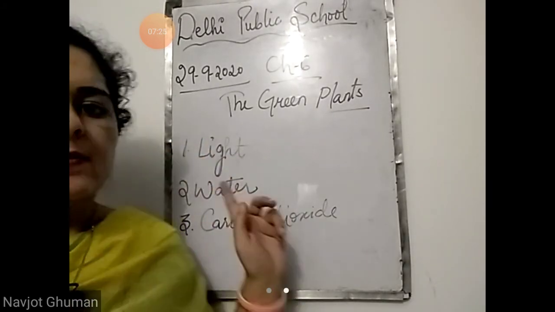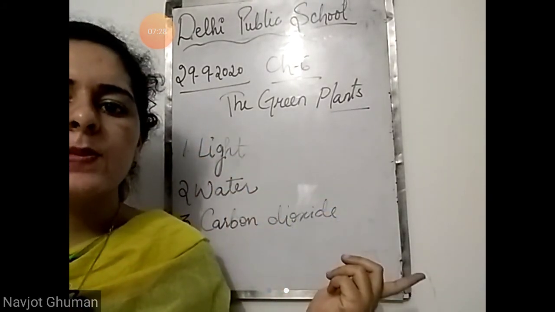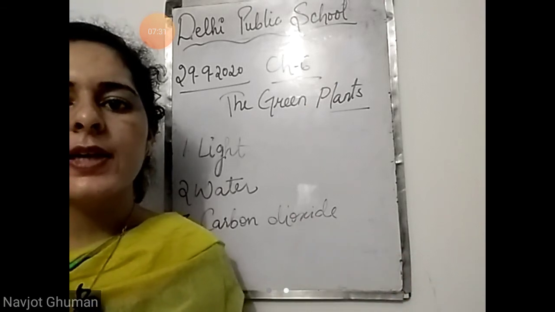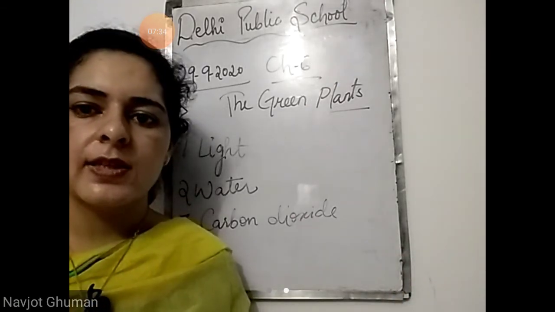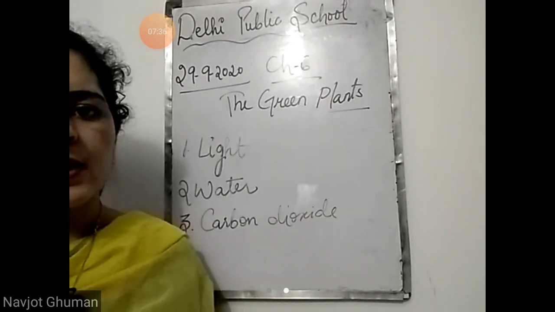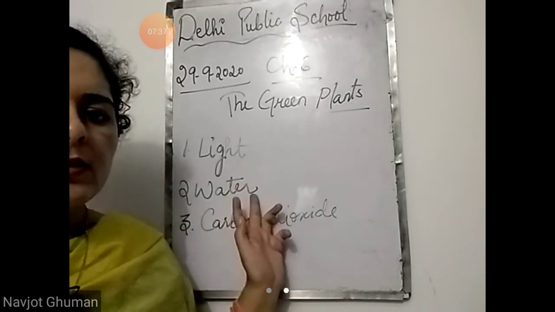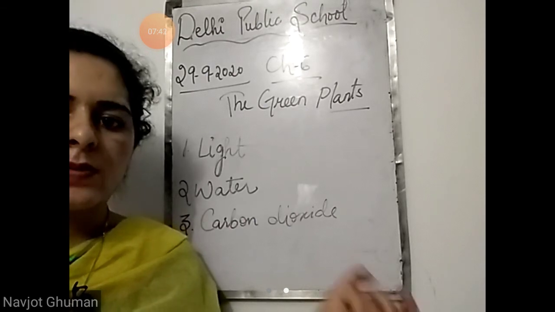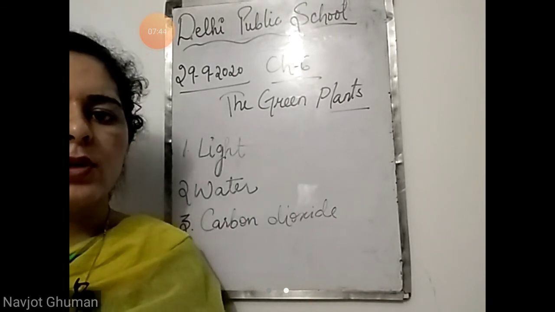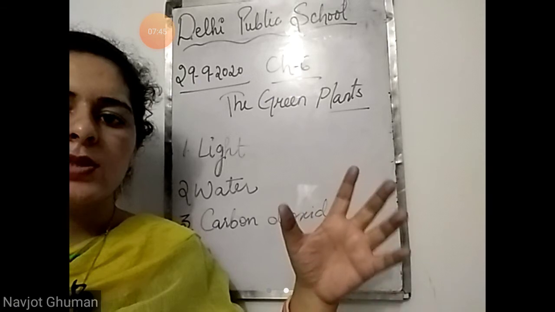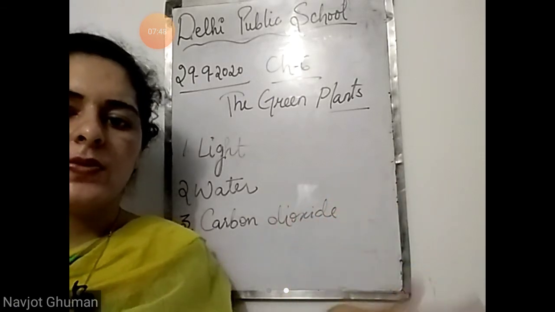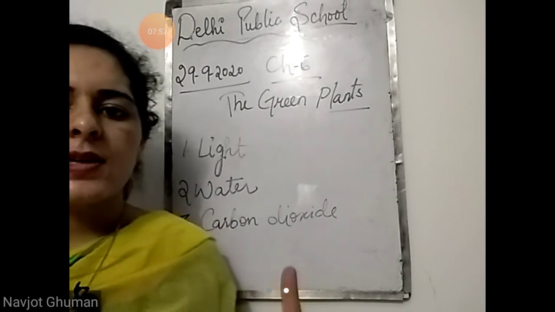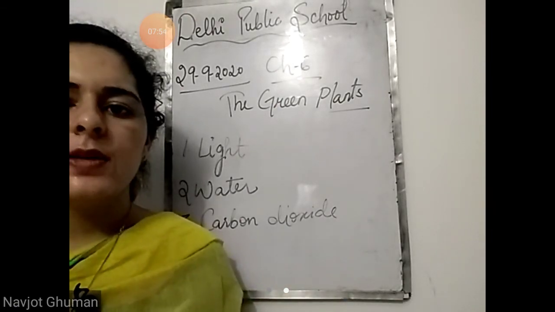First is light. Light will come from sunlight. Sunlight से आएगी. And who will absorb that light? Chlorophyll that is present in the leaves. वो chlorophyll absorb करेगा light को. Water. Water will come from soil. And who will absorb it? Roots will absorb that water. And from the roots, it will go to the stems, and from stems to different parts of the plant. Next comes carbon dioxide.